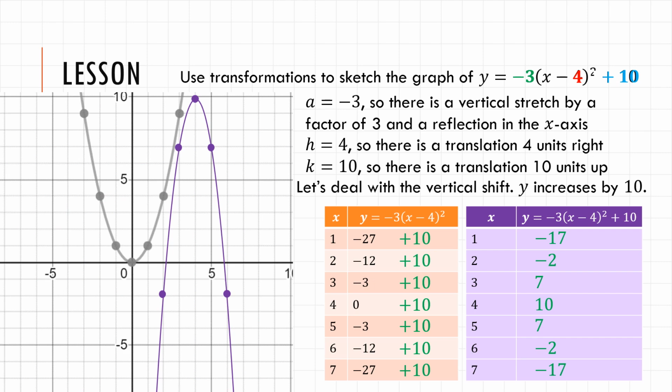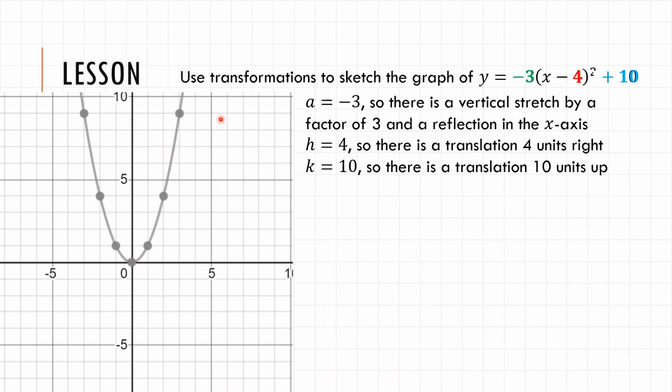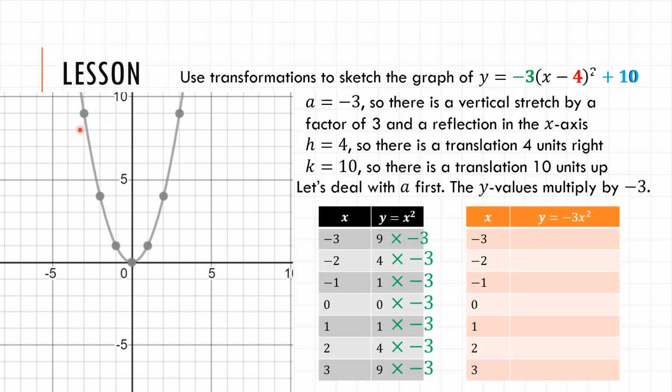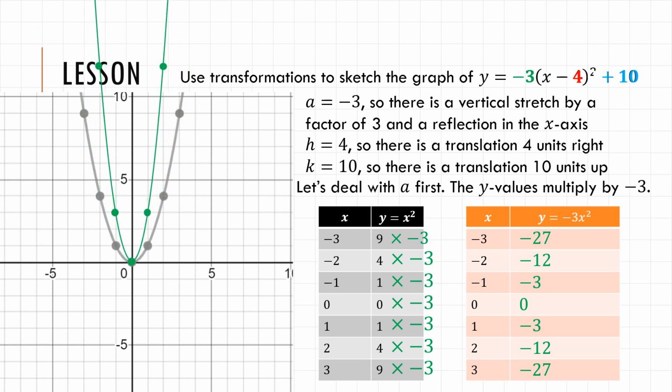So let's start again. Let's use transformations to graph this, but instead of dealing with x first, remember in the previous lesson, we learned that we can apply h and k at the same time. So why don't I deal with a first, and then I'll apply h and k together. So this is my quadratic. And I'm going to multiply all the y values by -3, like I mentioned. So here is my quadratic, and it's going to stretch, and it's going to reflect.